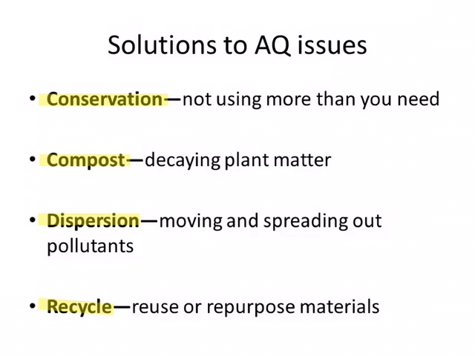There are some things that we can do to help solve air quality problems and to keep our air quality good. They are conservation, which is using only what you need, composting, which is a way to recycle food waste and organic waste, which means it came from living things, and dispersion, which is moving pollutants out of a certain area that's very concentrated in pollution. Of course, dispersion is not your best option because it's not getting rid of the pollutants, it's just moving them somewhere else.